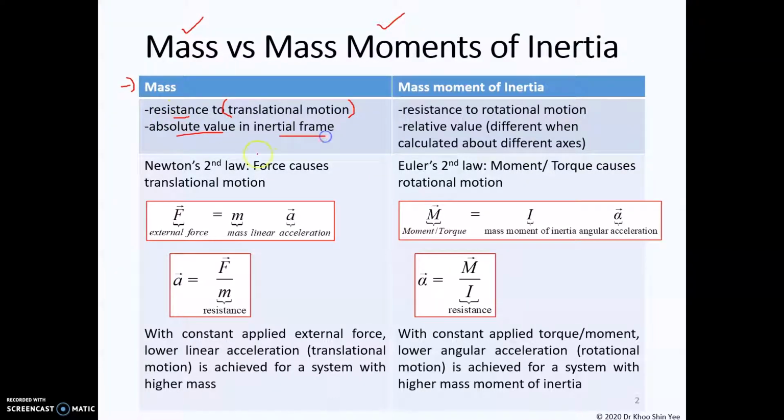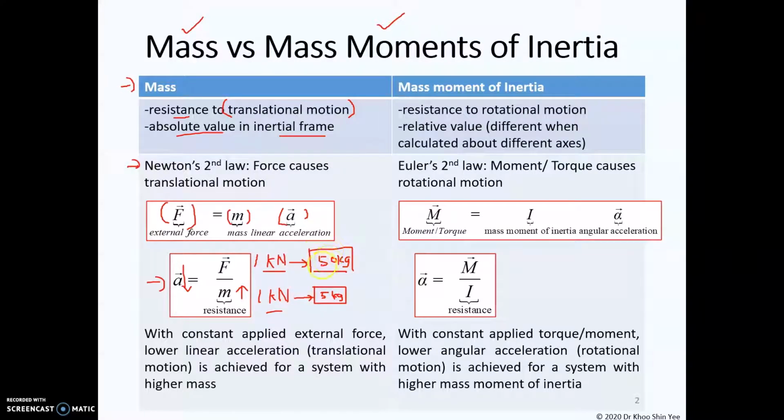frame. From Newton's second law, we know that external force will cause a mass to move in translational motion. If we rearrange the equation, we obtain the acceleration equal to force divided by mass. And over here we say mass is resistance because when you increase the mass, then the motion, the acceleration, will reduce. Over here you have a constant force pushing on two different objects.